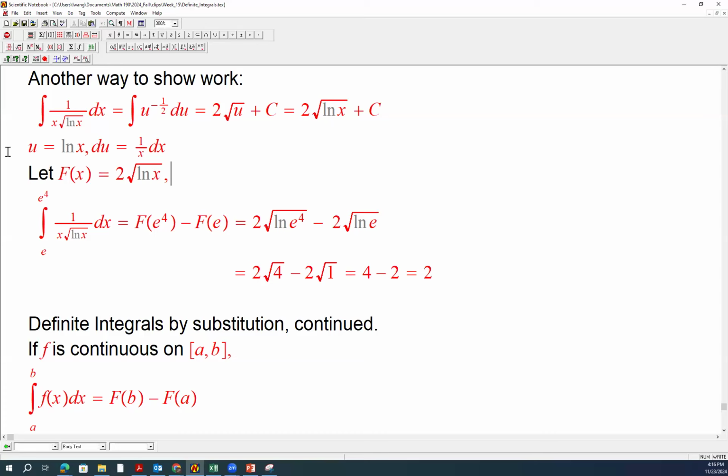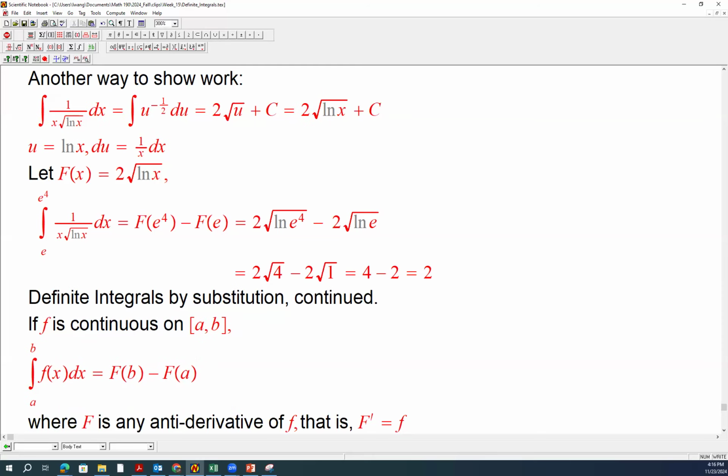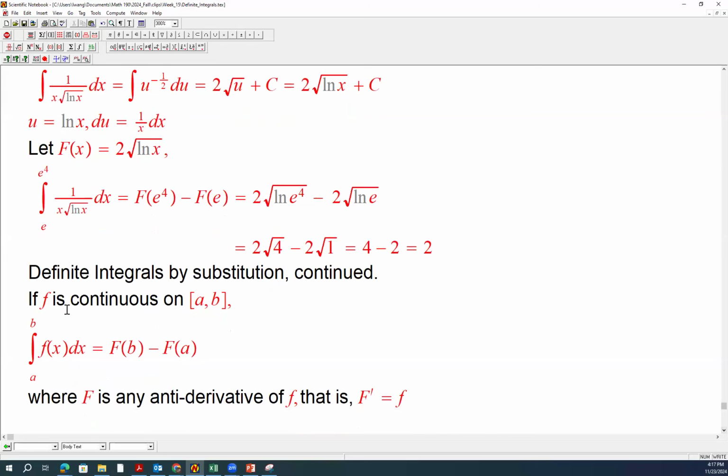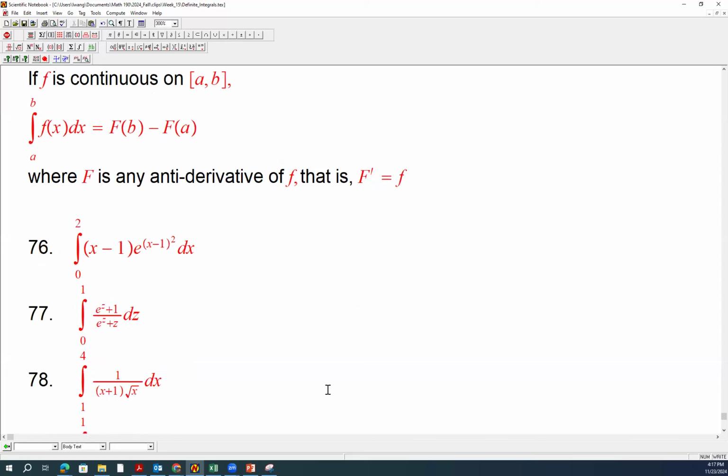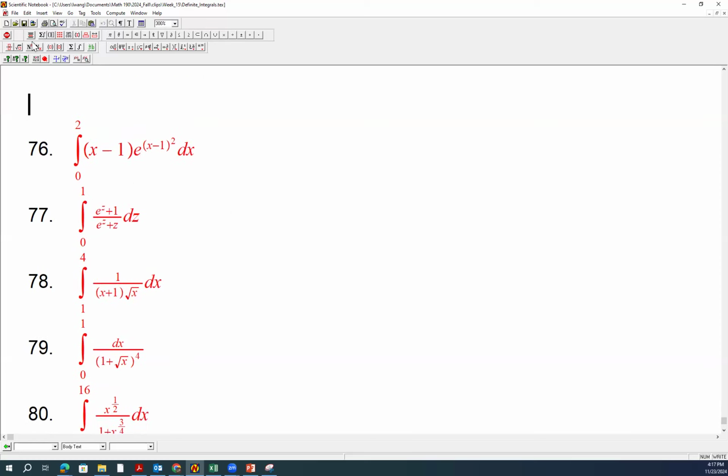The other way to do it is you basically separate it into two parts. The first part is to find the antiderivative. If you need to do substitution, you do substitution. The second part, you take one of the antiderivatives, one of them is sufficient, and then you just plug in, following the fundamental theorem of calculus part 2. Okay, so let's do number 76.